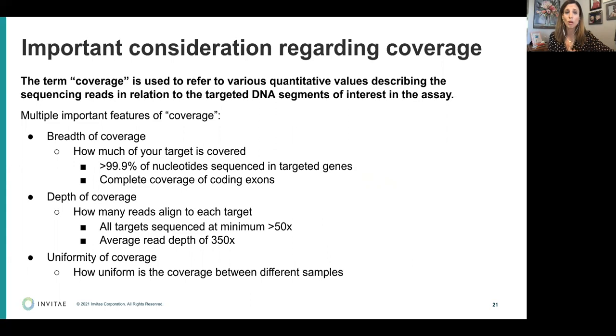You also want to know about depth of coverage, so how many reads align to each target. All target sequence should minimally have 50x coverage, but you really have a good quality read at an average of about 350x coverage. And then you want to know about the uniformity of coverage. So how uniform is that coverage between different types of samples or samples from different patients?